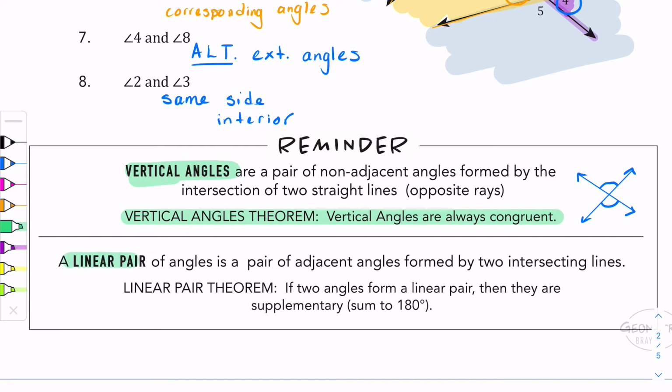We also learned about linear pairs. Linear pairs are angles that are adjacent and are formed by two intersecting lines. The linear pair theorem states that if two angles form a linear pair, then they are supplementary, meaning they sum to 180. So a linear pair has to be adjacent, meaning they have to be two angles that share the same vertex, and they have to sum to 180. So in this example, angle 1 and angle 2 are considered a linear pair because they sum to 180 degrees and they share a common vertex.